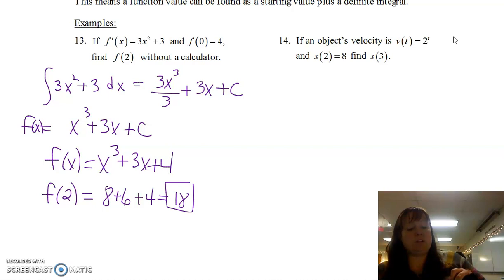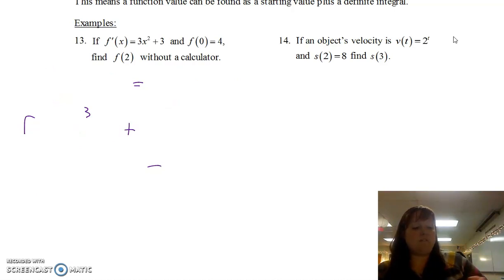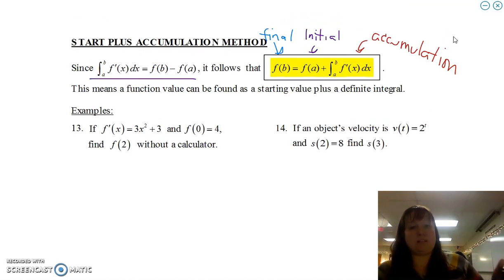The next method we're going to use is the start plus accumulation, because we know we can find a function value by finding a starting value and then its accumulation over time. So the first thing we need to do is figure out what everything is, right? What's a, what's b? Well, we know our starting value is a, and that would be this one. This is our initial. Okay, this is our final.